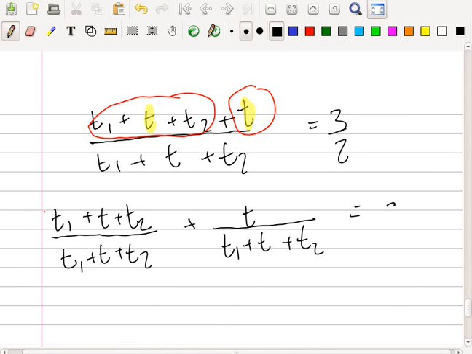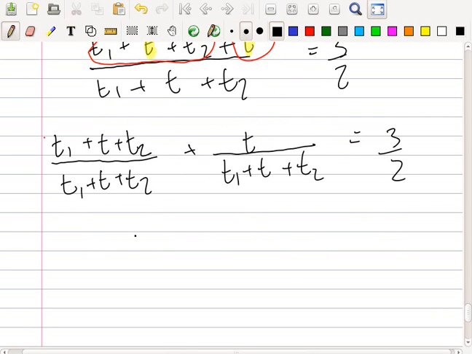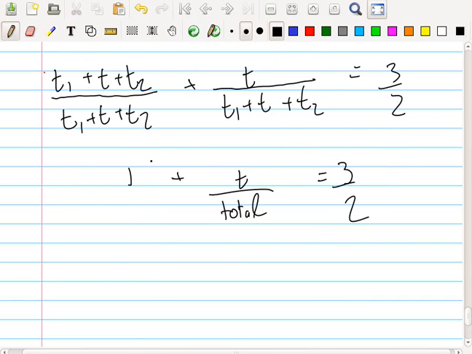What's going to happen? Well, you can tell me what happens here. Cancel. What do you get? One. Plus T over T1, T2. But rather than write T1, T2, what does this represent? The total time, yes. So I'll just write total here for short. Equals 3 over 2. If I take the 1 over here, 3 over 2 minus 1? No, come on. 1.5 minus 1? One half.